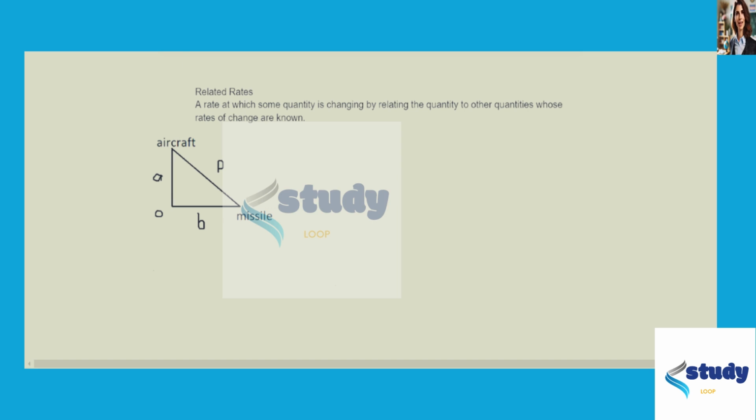Let A be the height, B the distance on the ground from the aircraft to the missile, and P the distance from aircraft to missile. So we have the change in distance at that instant for the aircraft, that is 600 mph.